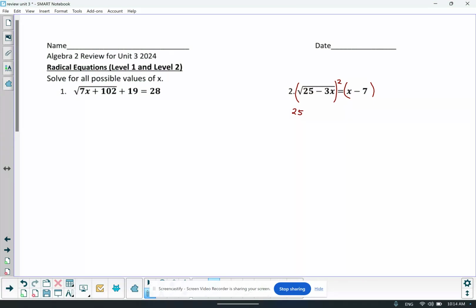Madeline for Algebra 2. In this video, I'm going to go over some of the problems from the Unit 3 review sheet. We're specifically going to start with example number 2.